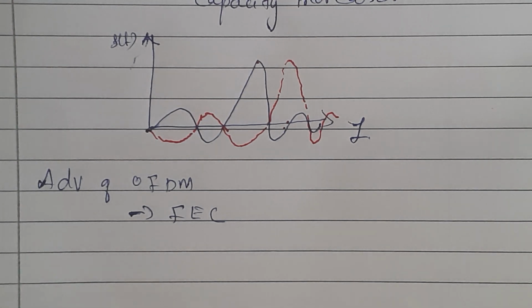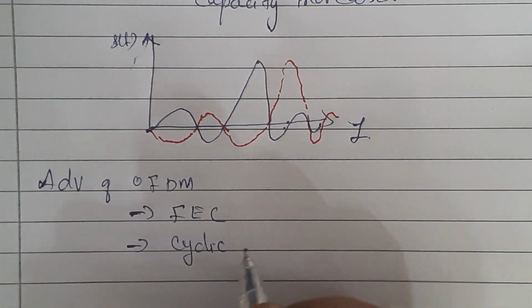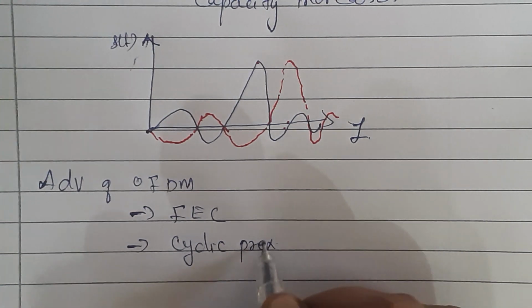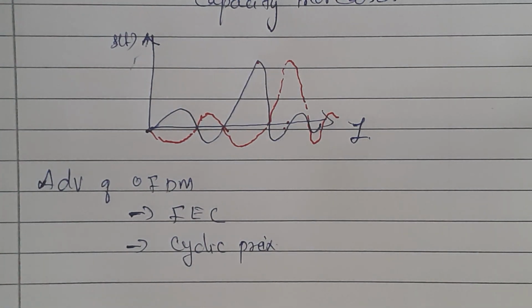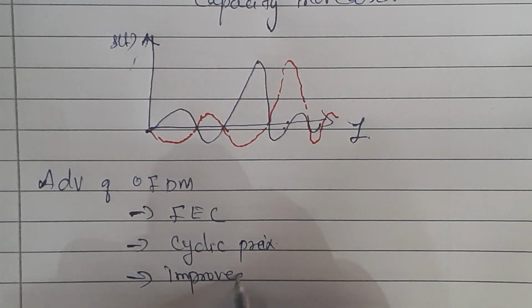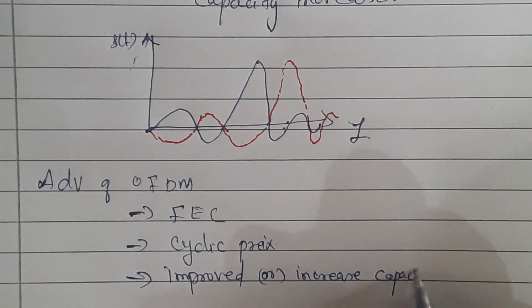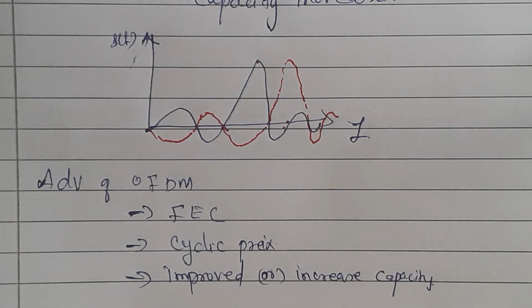Suppose in some cases it is happening, then this can be overcome with the help of a cyclic prefix, which is nothing but adding the tail part of this information to the starting part, which helps maintain the orthogonality. So adding cyclic prefix and also maintaining the orthogonality will give improved or increased capacity of a system. So this is the concept behind OFDM.